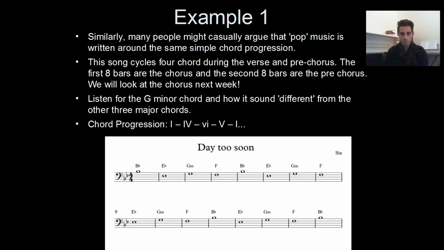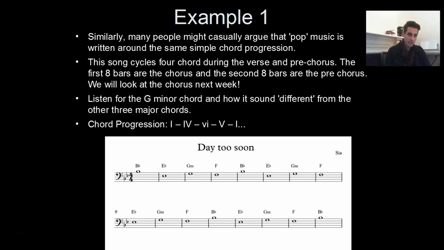And one thing I want you to pay particular attention to is the G minor chord in this example. So we're in B flat major. So being in B flat major, G minor is the chord 6. And it's the minor chord of the bunch. All the rest are major. So there's something a little bit different about that bar when we hit that bar.